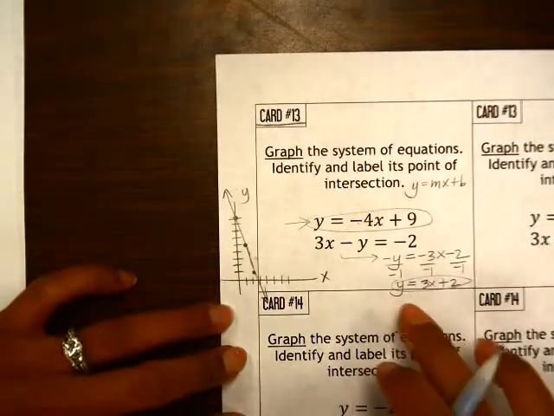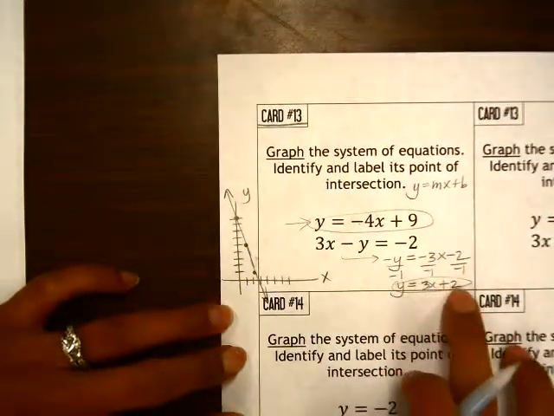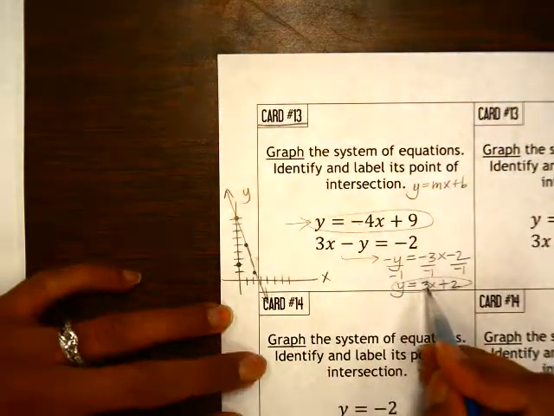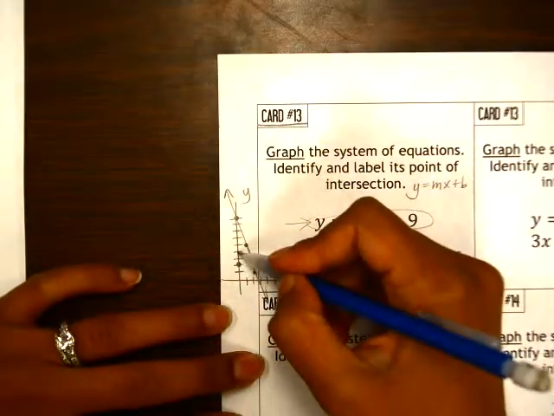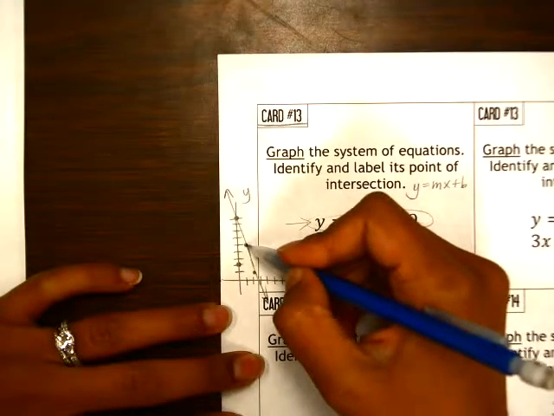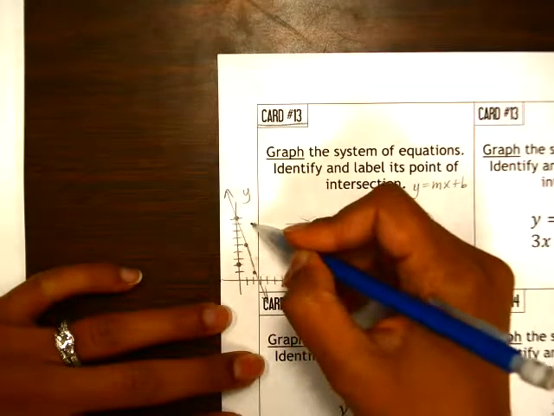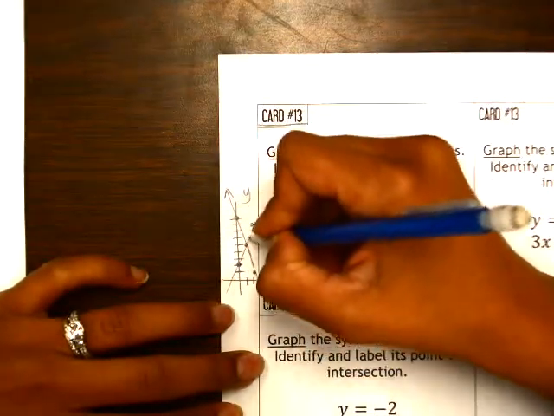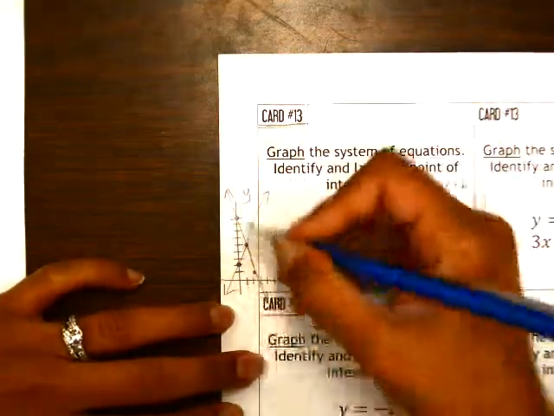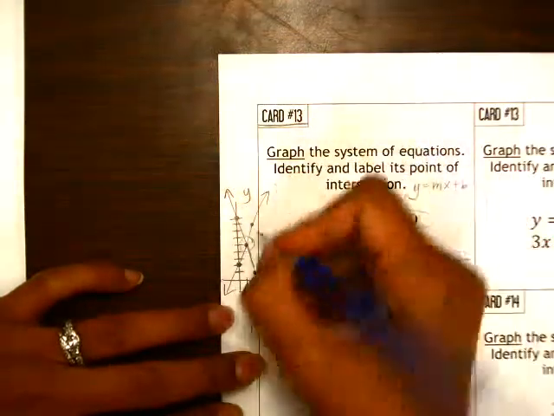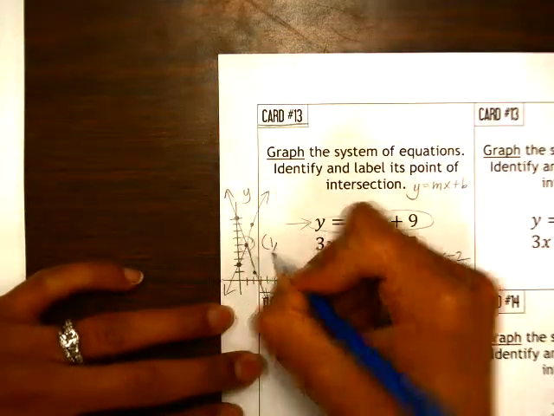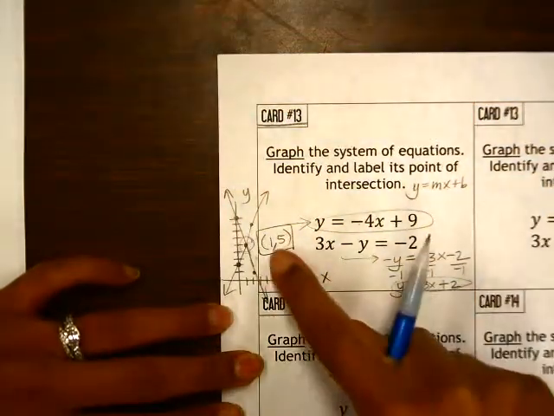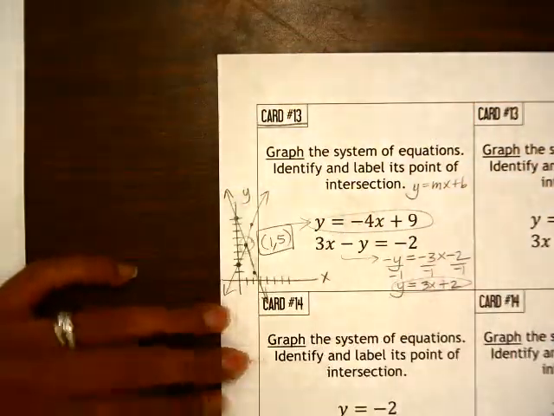Okay, now the second equation has a y-intercept of 2, so I'm going to start at positive 2, and a slope of positive 3. So up 3 over 1, up 3 over 1. You can already see here that these two lines are intersecting, and the point of intersection is right here at 1, 5. So that is the solution to this system.